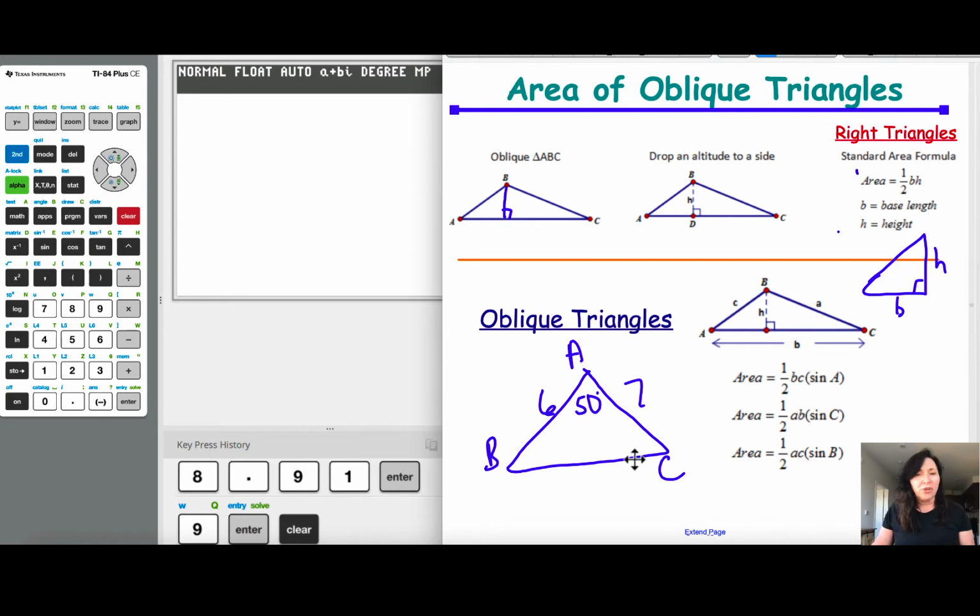Now, you can always use law of sines and law of cosines in order to find that third side or that angle. But in order to use sine to find the area, you need to have side, angle, side. The formula is, depending on where you are, 1/2 BC sine A, 1/2 AB sine C, or 1/2 AC sine B. In this case, we would be using angle A, so we would need side B, and then side C, which we have. So we could just use that formula.